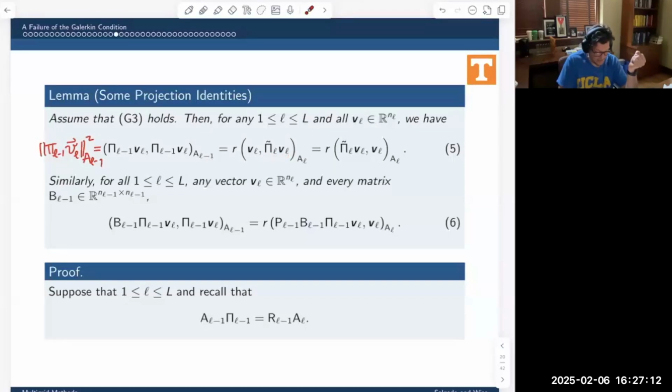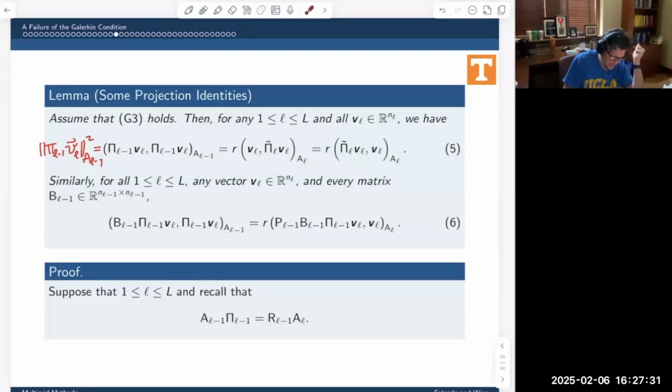The answer is yes, this is square, and the number of columns is equal to the number of entries in that vector. So no problem there. That's going to give us a vector in R^{n_L}. I can take the A_L inner product with v_L. So everything makes sense there.